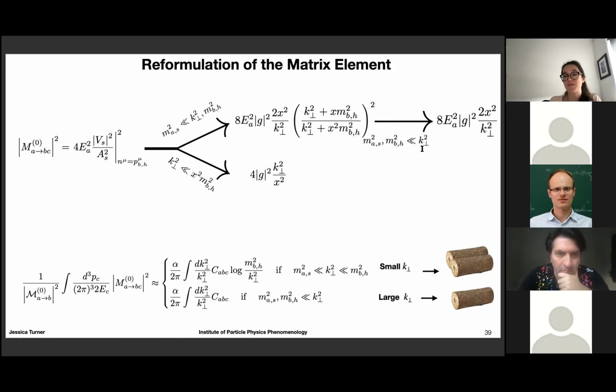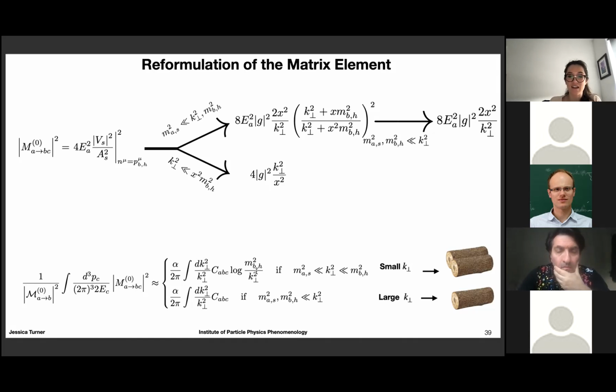And if you're in the regime where K transpose is much larger than the mass of particle B in the bubble and the incoming symmetric phase mass, then the matrix element again has this very simple form. It goes like x squared over K transpose squared. So this is the large KT regime, and this would be the corresponding matrix element. In the small KT regime, you actually recover a very similar matrix element to the vertex form of Bodeker and Moore.